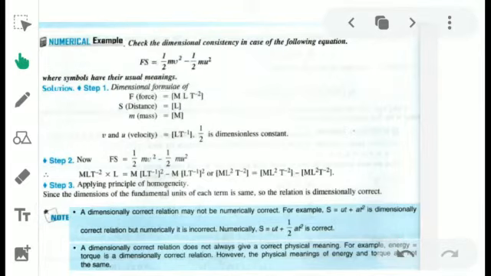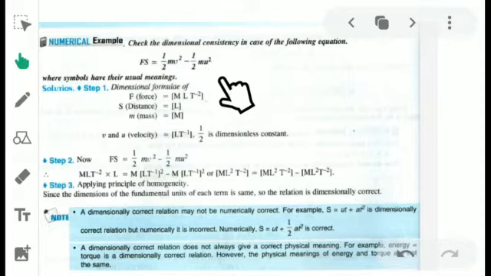What is the dimension of force? First we write the dimensions of the individual physical quantities. Force is M1 L1 T minus 2. Then S is the displacement or distance, that is L. Then mass m, the dimension is M. V is velocity, the dimension is LT minus 1. Here V square is there, that means LT minus 1 the whole square when we put the value. Then u is also velocity only, initial velocity. That means the dimension is the same.